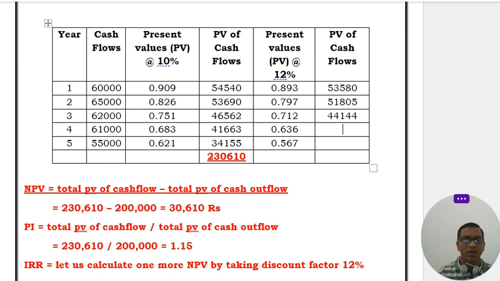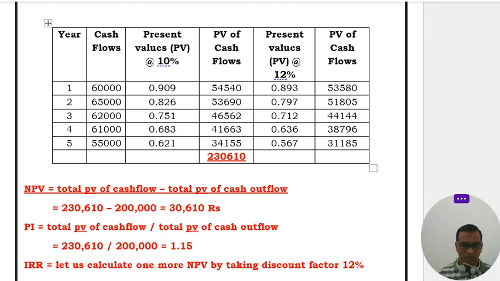equals 44,144. Next, fourth year, 61,000 multiplied by the fourth year PV table value at 12%, 0.636, equals 38,796. And then last, fifth year PV of cash flow, 55,000 multiplied by 0.567 equals 31,185. Now calculate the total values. Total of all 5 years PV of cash flows at 12%.